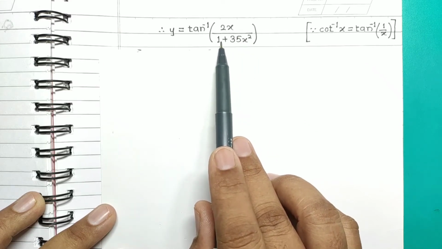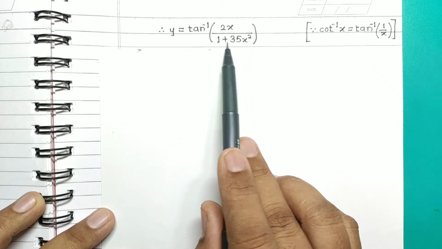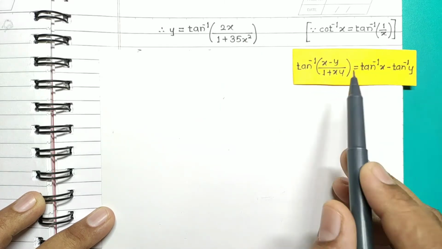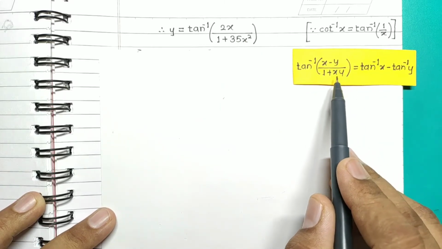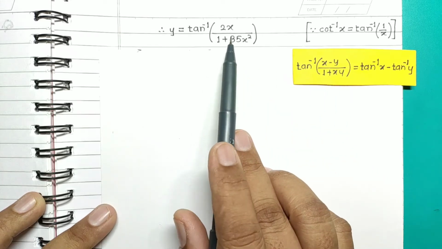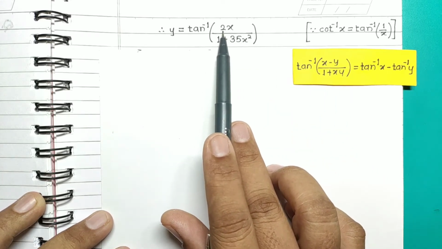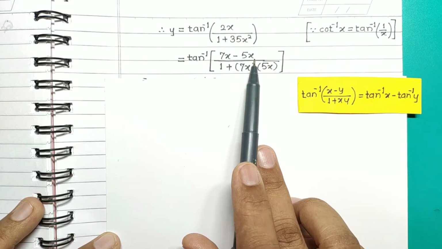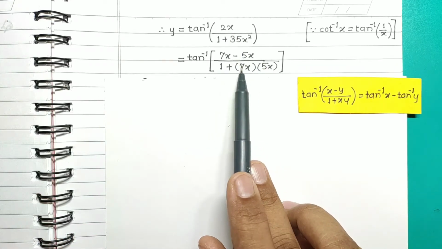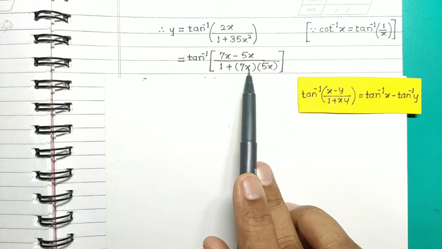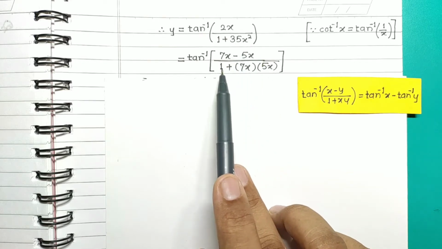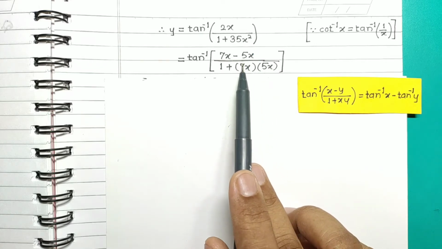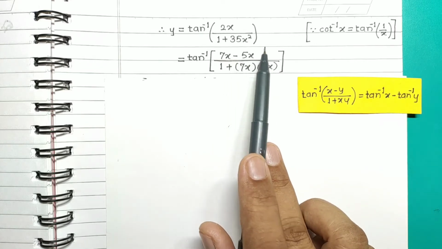So here, think about whether it is possible to arrange these terms like this formula. Here it contains 1 plus product. Okay, so see here, with observation we find that we can write this 2x as 7x minus 5x, and the product of this 7x and 5x is at the denominator. See, 1 plus 35x square. Here 7x into 5x, we find it as 35x square.